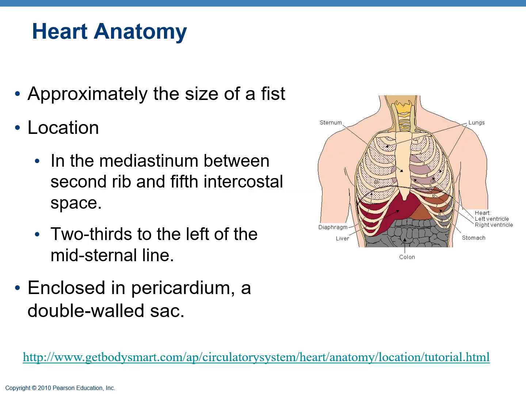The heart is approximately the size of a closed fist, and it's located in a region in the chest or thorax known as the mediastinum, which is between the second rib and the fifth intercostal space, basically between the fifth and the sixth rib. It's also located just left of that mid-sternal line. So you see more of it to the left of the sternum than the right. And it's enclosed in this double-walled fibrous sac known as the pericardium.